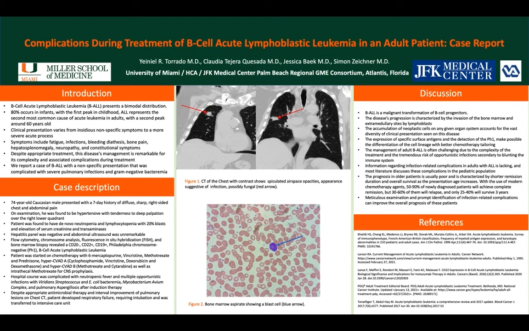Flow cytometry, chromosome analysis, fluorescence in situ hybridization, also known as FISH, and bone marrow biopsy revealed a CD20 negative, CD22 positive, CD19 positive, Philadelphia chromosome negative B cell acute lymphoblastic leukemia. Patient was started on chemotherapy on 3 phases. In addition, intrathecal methotrexate was used for central nervous system prophylaxis.